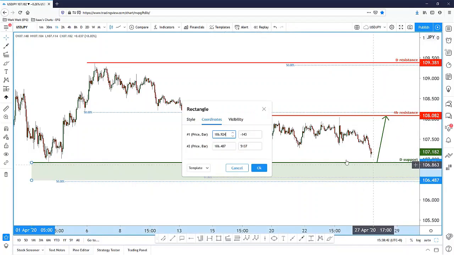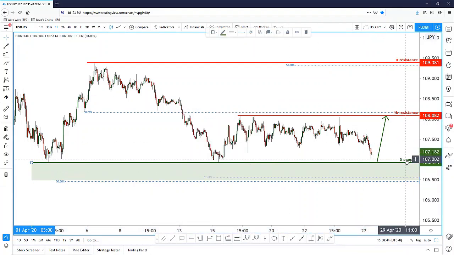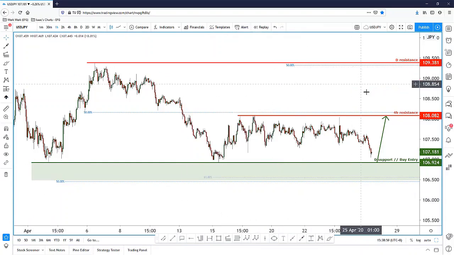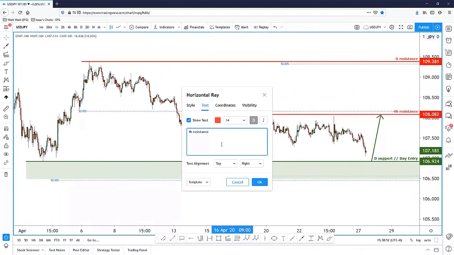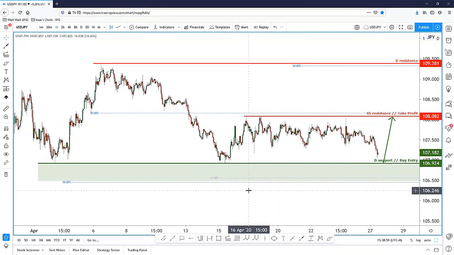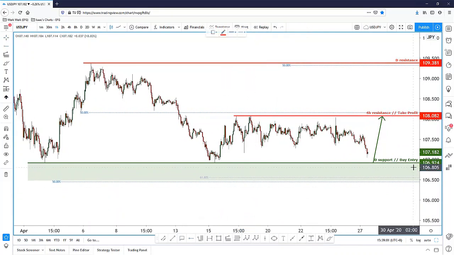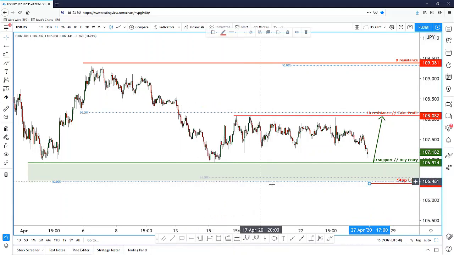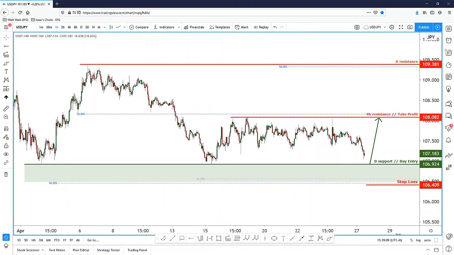the 108.082 level. Okay, so let me just call this daily support my buy entry. Right, and then the 4-hour resistance, I will call it my take profit. Now, where would I put my stop loss? My stop loss will be anywhere outside of this zone and below this 50%. Right, let me just call this the stop loss.